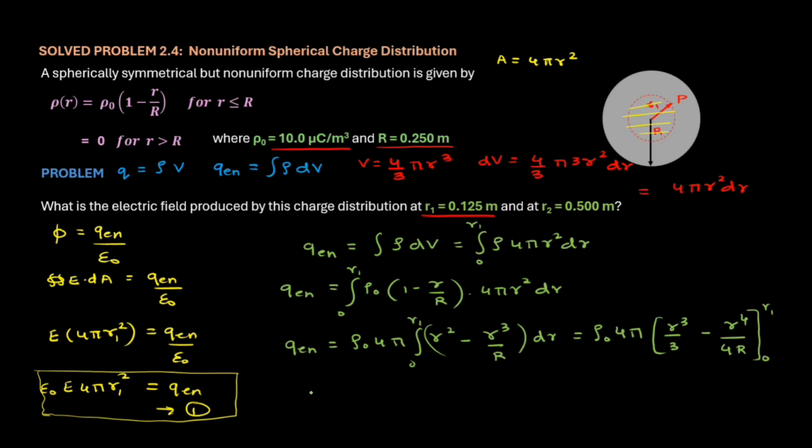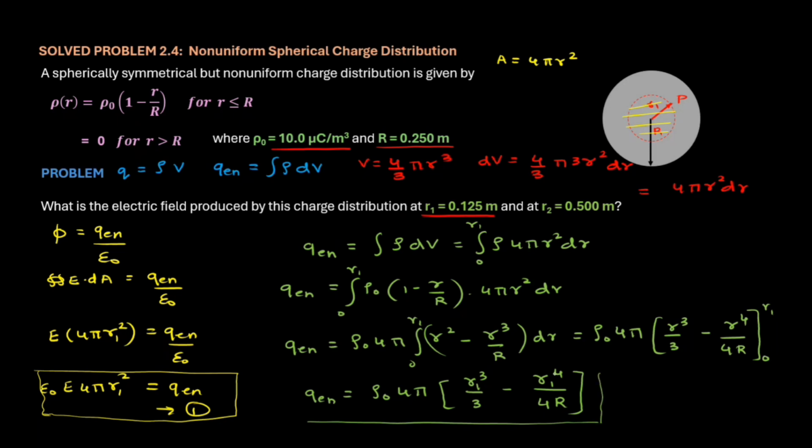Substitute the limits and you get the charge enclosed to be equal to rho naught 4 pi, and we replace r with r1, so r1 cubed by 3 minus r1 to the power 4 over 4 capital R. So this is the charge enclosed within the Gaussian surface of radius r1. And we are going to substitute this value of charge enclosed in equation 1.